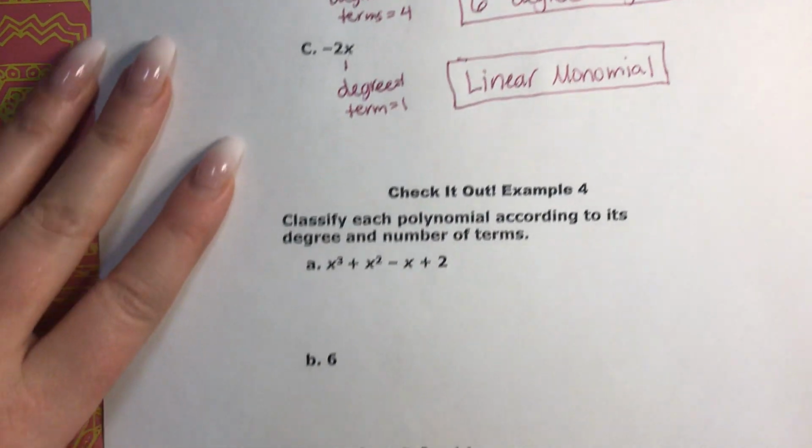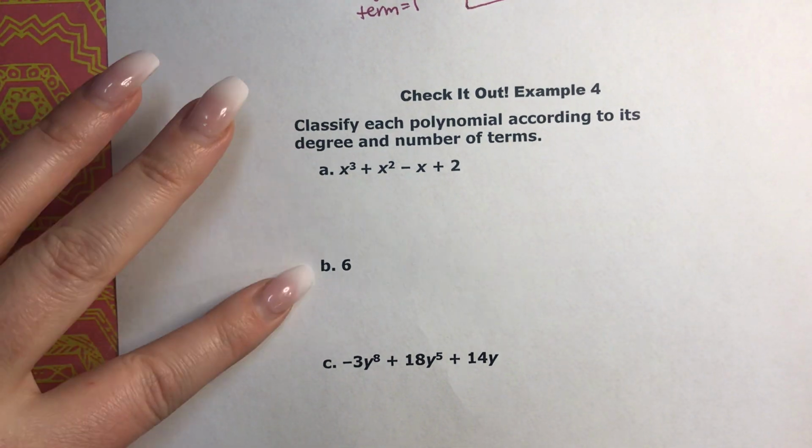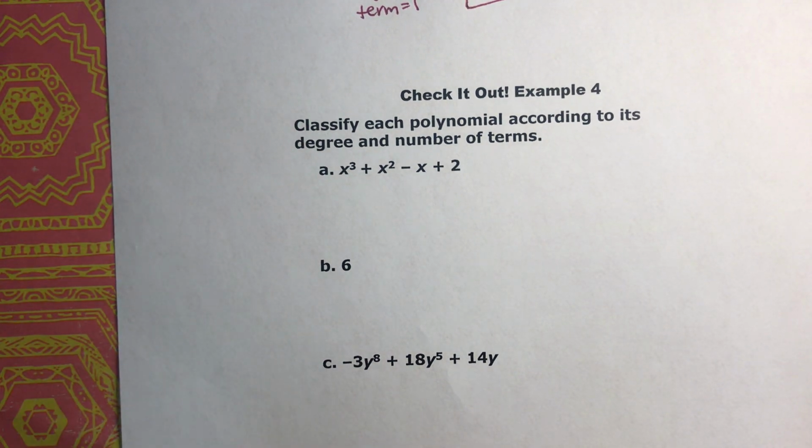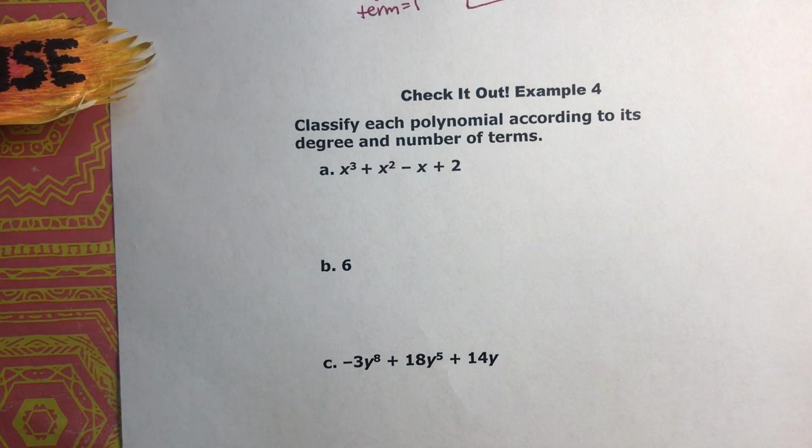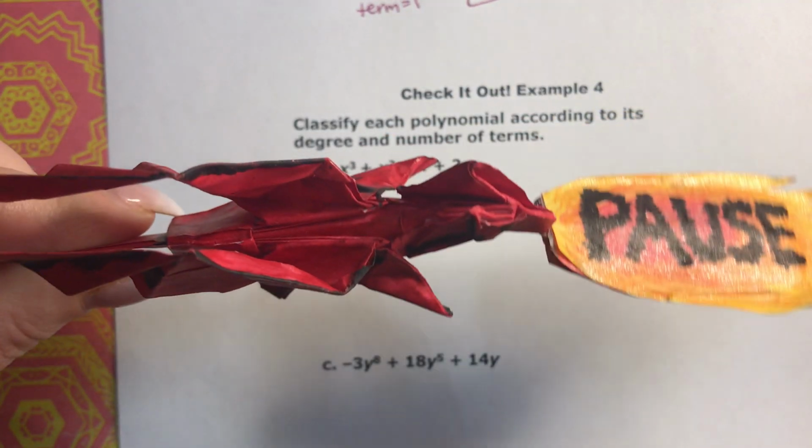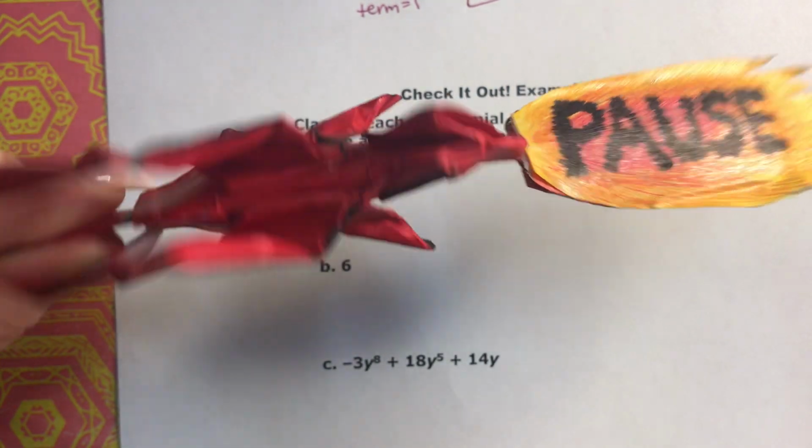Okay, now it is your turn to check it out. I want you to try A, B, and C on your own. So here's my friend the pause dragon. I need to pause your device. Go ahead and work out A, B, and C. When you get done, press play and we'll talk about them together. All right, see you in a bit.